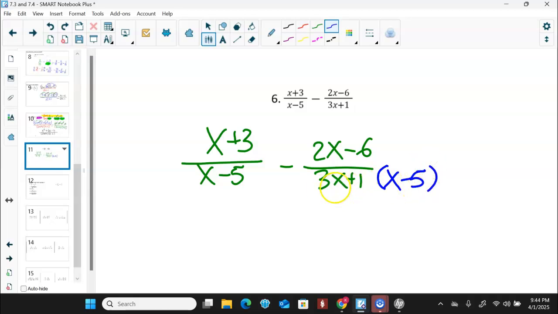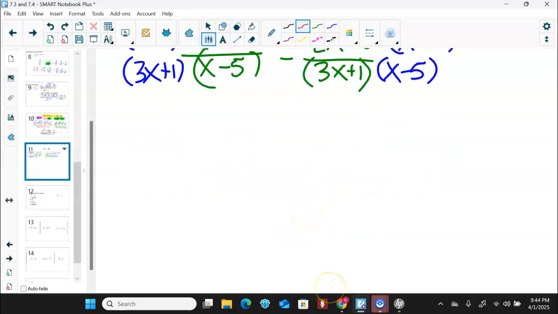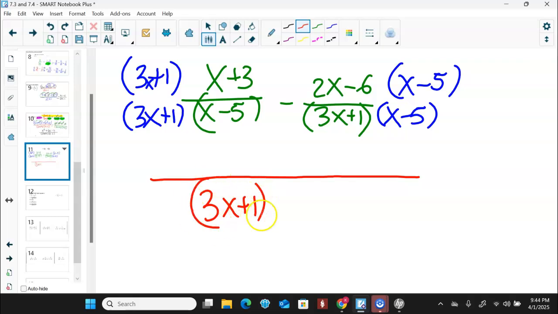So the only thing I can do is multiply them by each other. Because this one has 3x plus 1, but it is missing x minus 5, I'm going to multiply it by x minus 5. Because this one has x minus 5, but is missing 3x plus 1, I'm going to multiply it by 3x plus 1. Okay? Now the bottoms are the same, so I am going to put it all in one. So the bottom stays just one of them. And again, I'm not worrying about the bottom anymore.